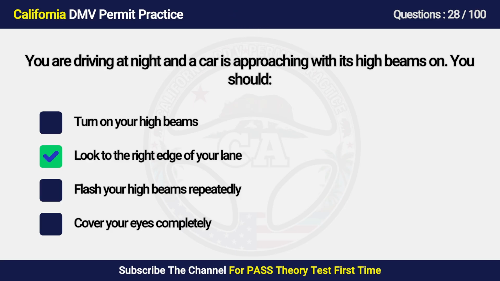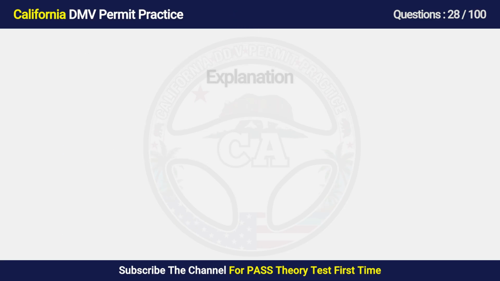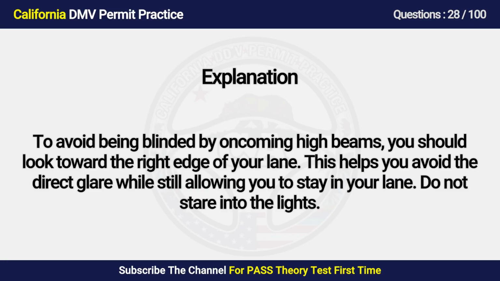Answer is B. Look to the right edge of your lane. To avoid being blinded by oncoming high beams, you should look toward the right edge of your lane. This helps you avoid the direct glare while still allowing you to stay in your lane. Do not stare into the lights.